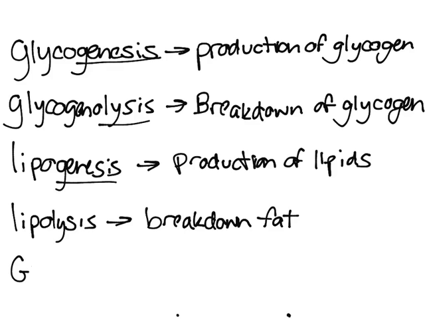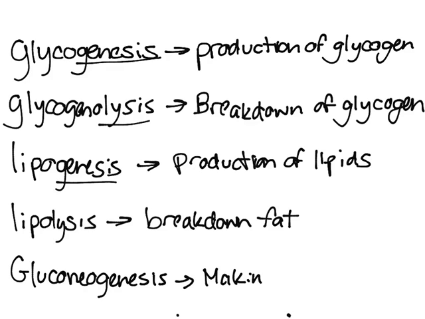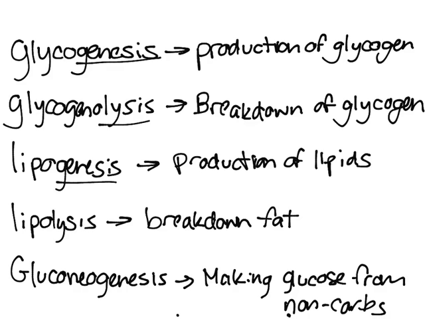And then finally, gluconeogenesis is making glucose from non-carbs. And believe it or not, you can make glucose from amino acids, which make up proteins, and then you could also make glucose from fats. And so let's talk a little bit about gluconeogenesis.